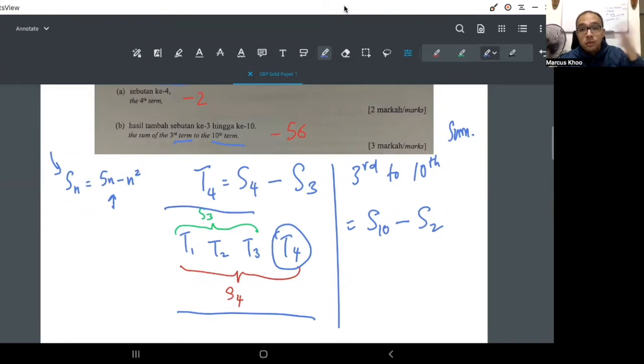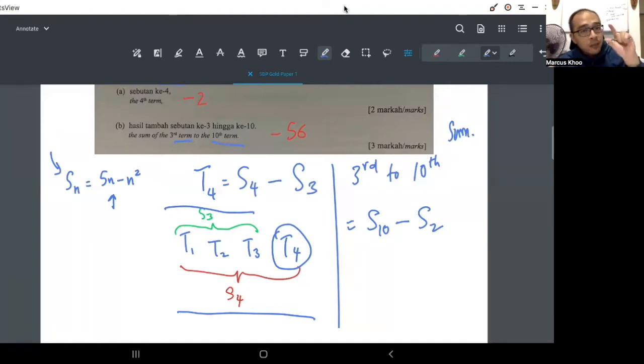So these are very fundamental things. These are very fundamental things that actually you shouldn't be memorizing. You should actually logically work it out. If I want from 3 to 10, I find all 10 first, then I subtract the first 2. So I get 3 to 10.